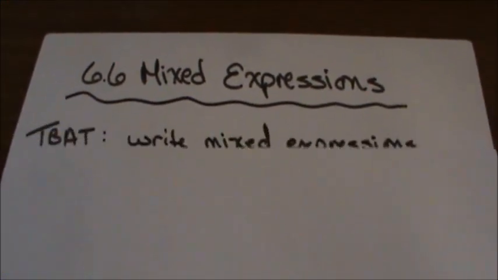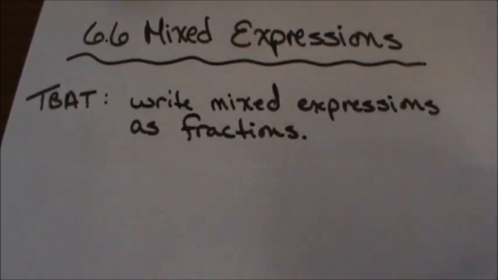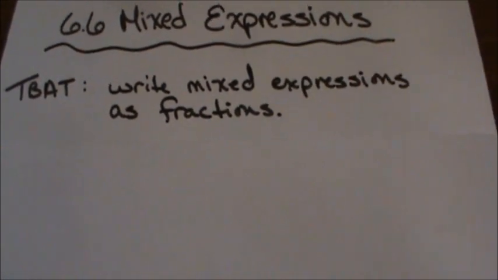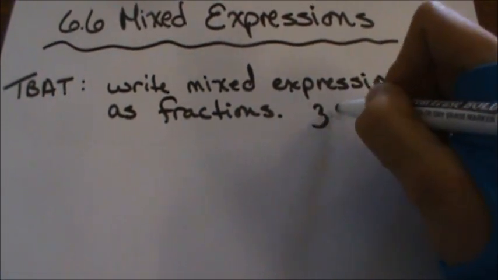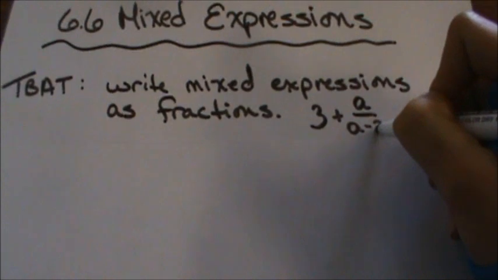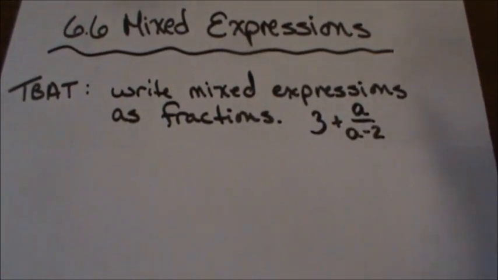Section 6.6, Mixed Expressions. In this section, we want to be able to write mixed expressions as fractions. What we mean by mixed expressions are something like 3 plus a fraction, a over a minus 2, let's say. This is a mixed expression because this is a whole part and this is a fraction part.